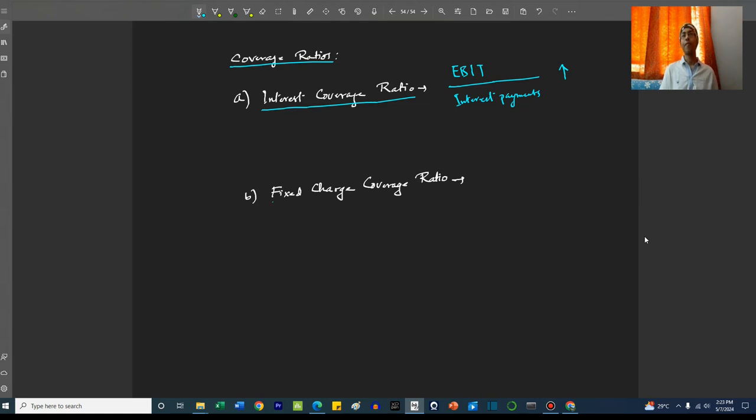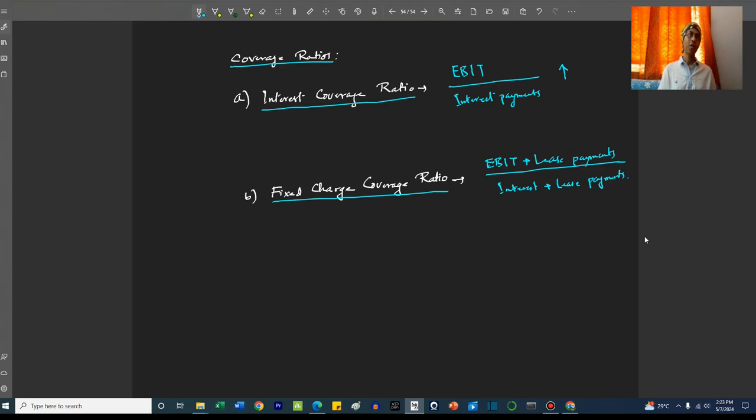Fixed charge coverage ratio. This adds a certain factor to the interest coverage ratio. This is basically EBIT plus lease payments divided by interest payments plus lease payments. Okay, so this is the ratio. Now, in this case, we are also taking into account the lease expenses that are incurred. This is called the fixed charge coverage ratio.